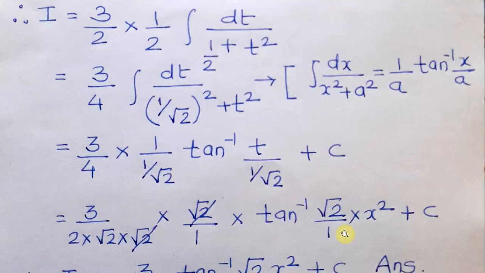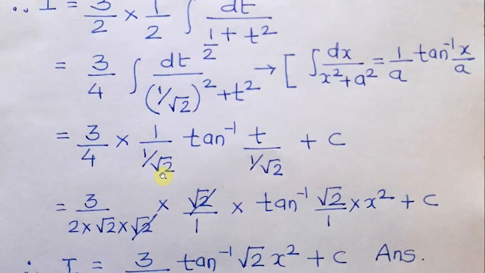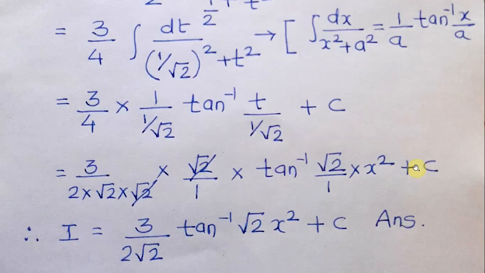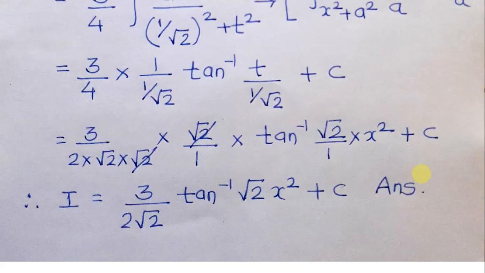Now this 1 upon root 2 will go to the numerator, so it will become root 2 upon 1. One change I have done here: 4 I am writing as 2 into root 2 into root 2. Root 2 into root 2 is 2, and 2 into 2 will become 4 again. So it will remain 4 only, but if I write in this manner, the root 2 which is common could be cancelled. Again this 1 upon root 2 is becoming root 2 upon 1 and the value of t I am keeping as x square. So this will become 3 upon 2 root 2 tan inverse root 2 into x square plus c.